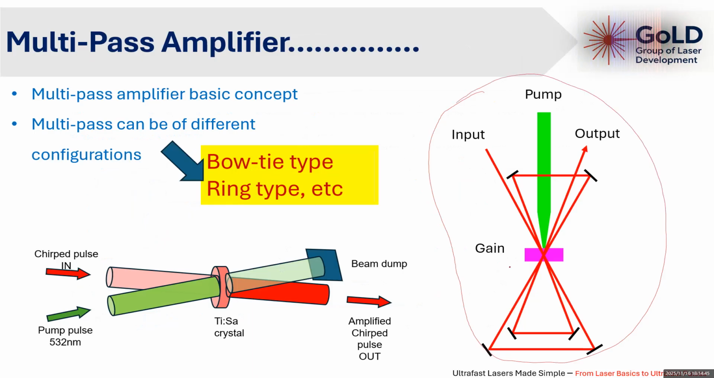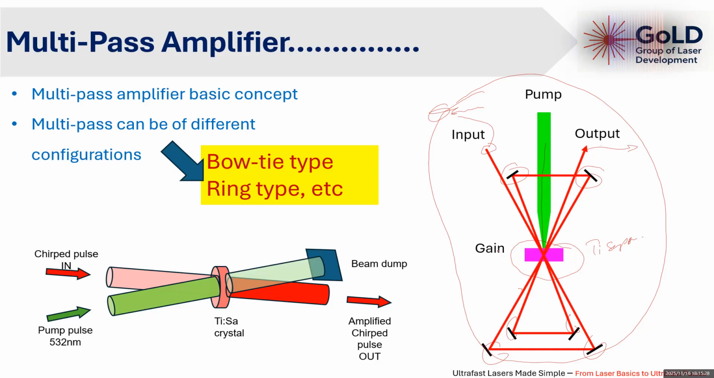So if you see here, this is the basic concept. This is your gain medium, which is TISF in our case. Okay, and these are mirrors, and this green one is the pump laser. So you have to pump, and the input is coming from the oscillator. Okay, and the output can go anywhere, wherever you want. But we'll study what will be after that. So this is the basic configuration.